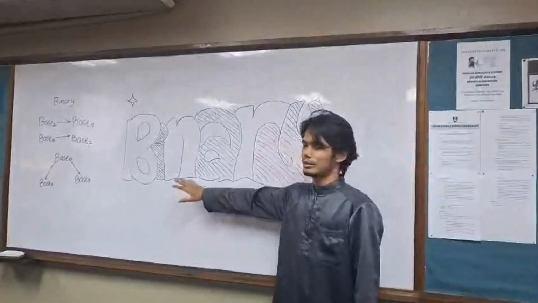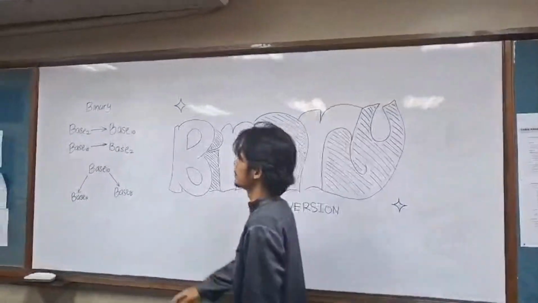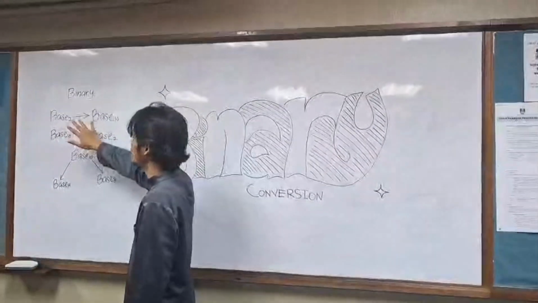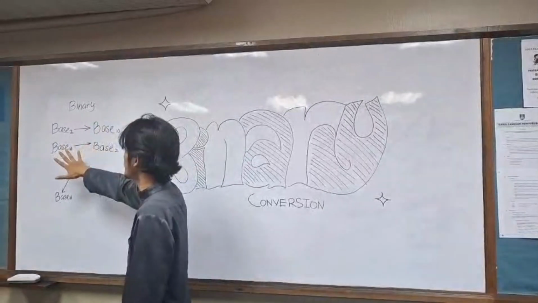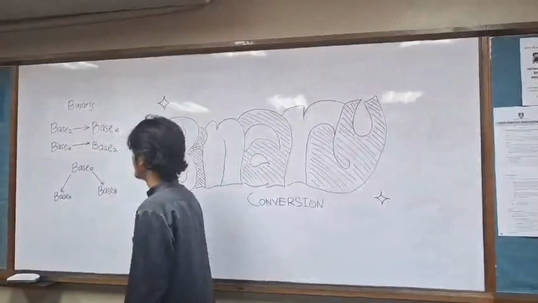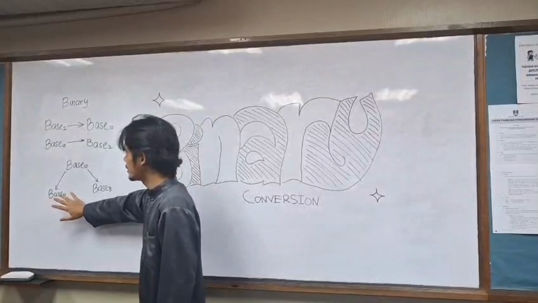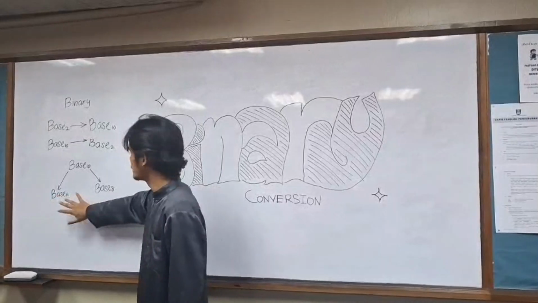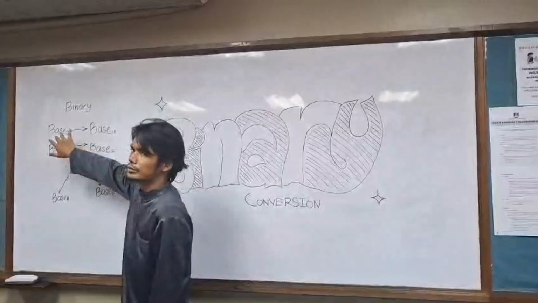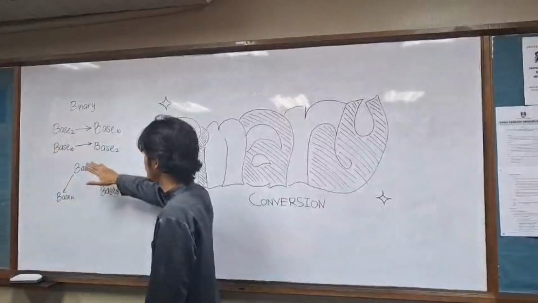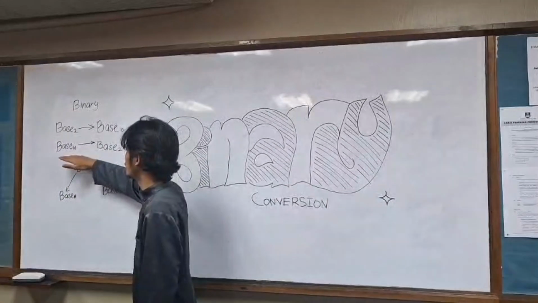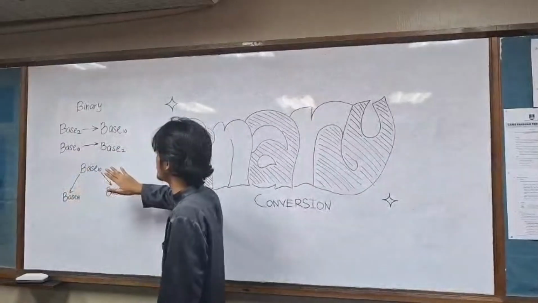So what is binary? Binary, base 2, can only convert to base 10, while base 10 can only convert to base 2. Meanwhile, you cannot convert base 16 and base 8 directly to base 2. So you must go through the process of base 10 first before going to base 2.